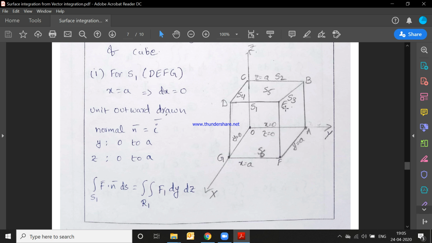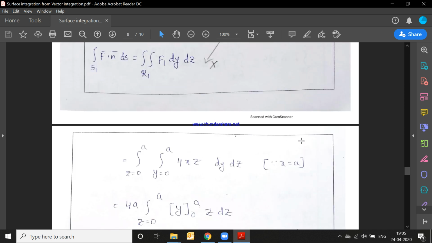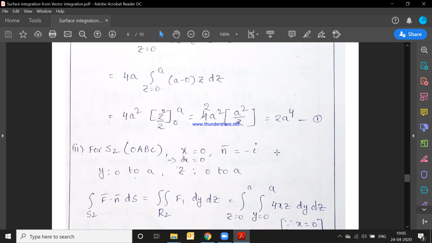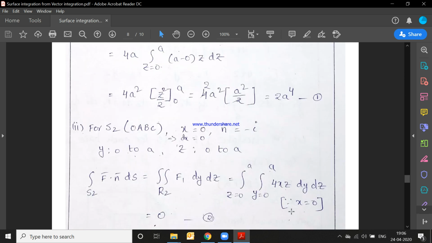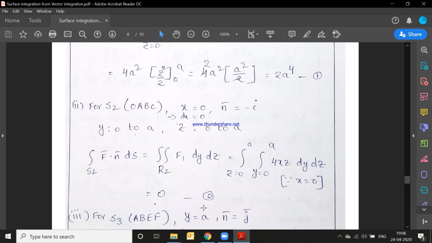If you take the outward normal for this surface OABC, then draw outside, that is also parallel to the x-axis, but it is on the negative side. So that's why we can take n bar is equal to minus i bar, and the plane at x is equal to 0. So that's why dx also 0, same as before. Then two terms are zeros in f bar dot n bar. So then we get only one term, that is f1 dy dz, and f1 has x, so x value is 0. So that's why total integration value is 0.